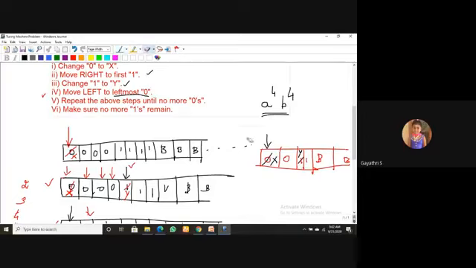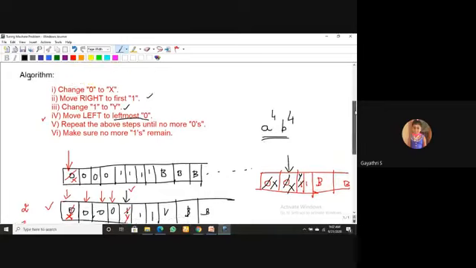So I will move one step right. Yes, this is the first 0. That is the leftmost 0, not first. This is the leftmost 0. What is the step? Repeat the above step. What do I mean by repeating the above step? The 0 is replaced by x. Change 0 to x.